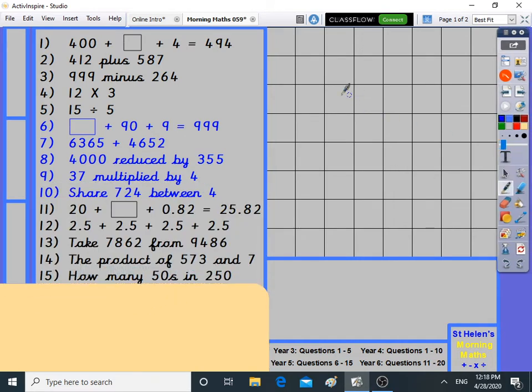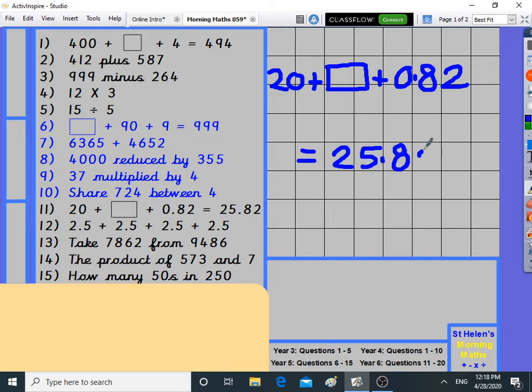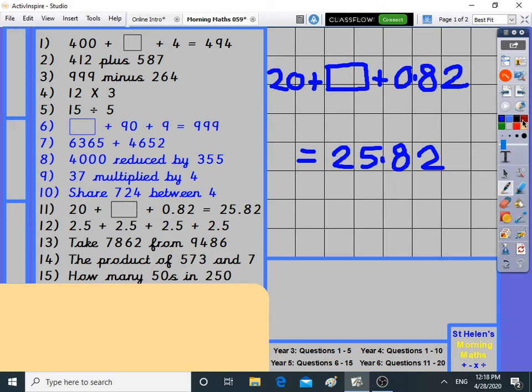Number 11. 20 plus a mystery plus 0.82 equals 25.82. Well, what's not missing in the question is 20 and 0.82, so 20.82. But this is 25.82, so it's the 5 that's missing.